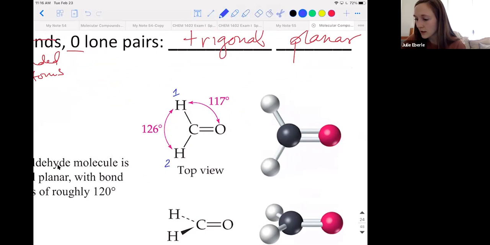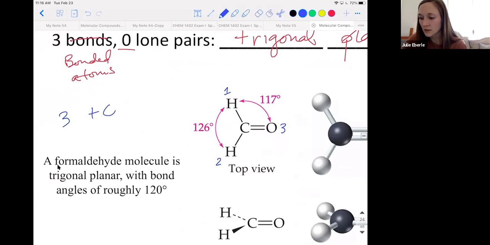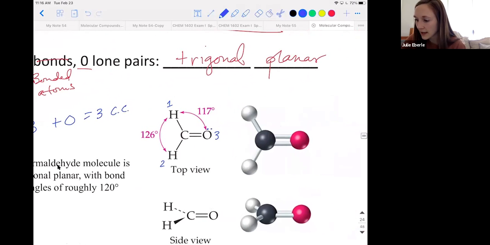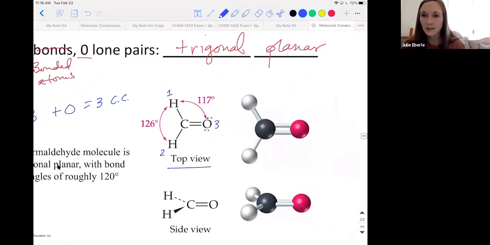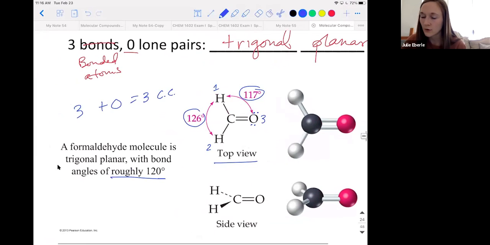1 hydrogen, another hydrogen, and an oxygen. That adds up to 3 bonded atoms. Again, the carbon here, we know carbon never has lone pairs. So 3 bonded atoms plus 0 lone pairs is 3 charge clouds, right? And again, yes, the oxygen has lone pairs, but we're not counting lone pairs on the oxygen. This is a top view, by the way. You can see why we call it trigonal, the base word there being triangle, because the bond angles are roughly, not exact, but pretty close to 120.